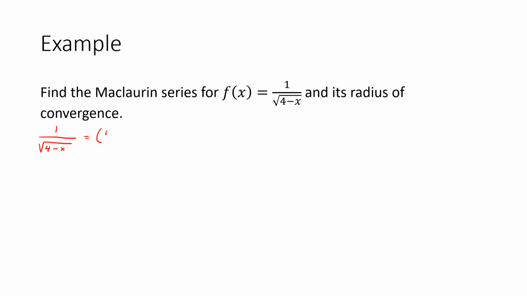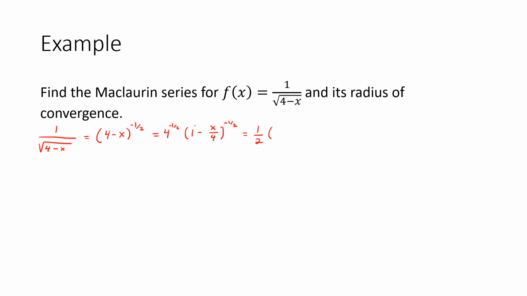First I'll write this as 4 minus x to the negative 1/2 power. What I might do from here would be to factor out a 4 from the parentheses there, so we get a 1 here, and then x over 4 remains. Notice 4 to the negative 1/2, that would be 1 over the square root of 4, so that's 1/2.